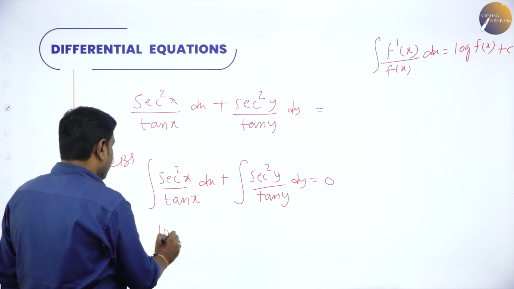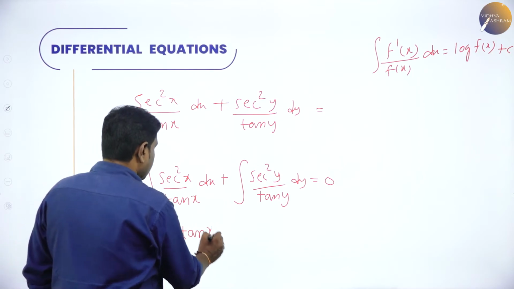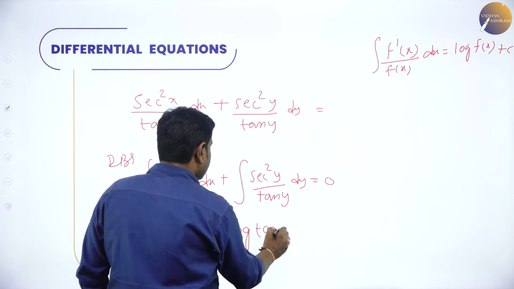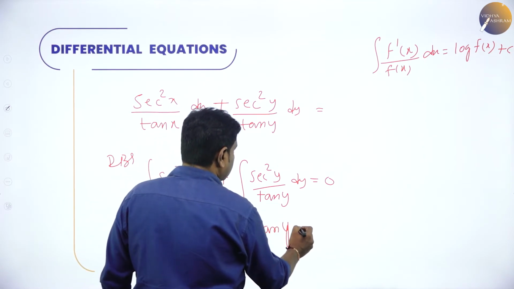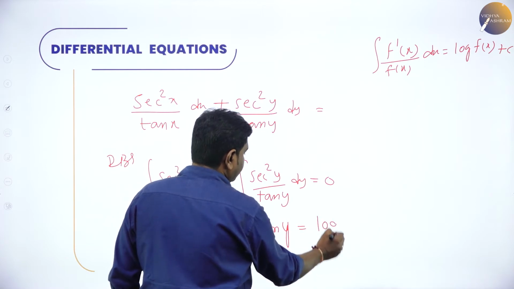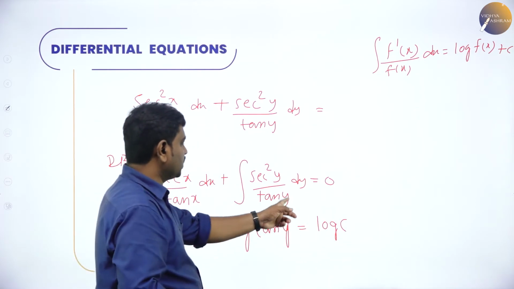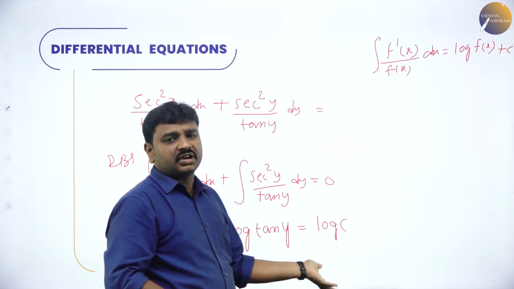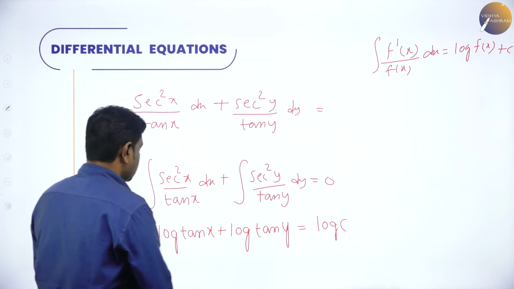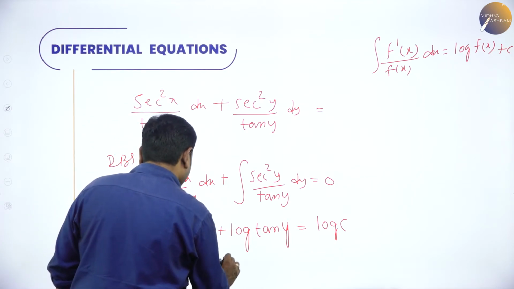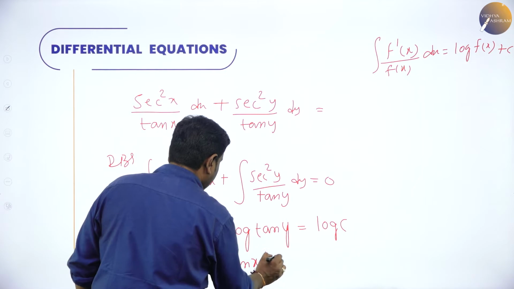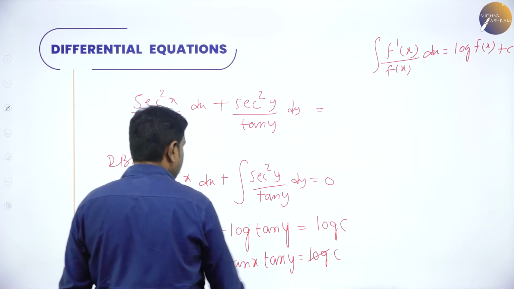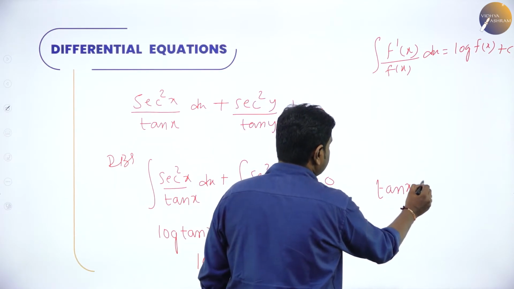So it will be log of f of x, log of tan x plus log of tan y is equal to, plus a constant, I will write the RHS as log c. See here it is interesting, it is 0, but here plus c, I will take that to the other side, it will become minus c. Any number can be written as log of a number. So I wrote it like this. Now log a plus log b can be written as log a into b. Log tan x into tan y is equal to log c. So now the logs cancel. So the final answer is tan x into tan y is constant.